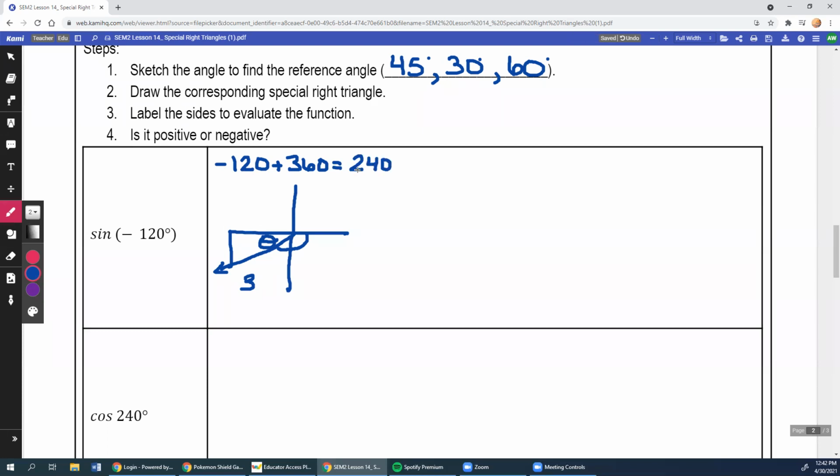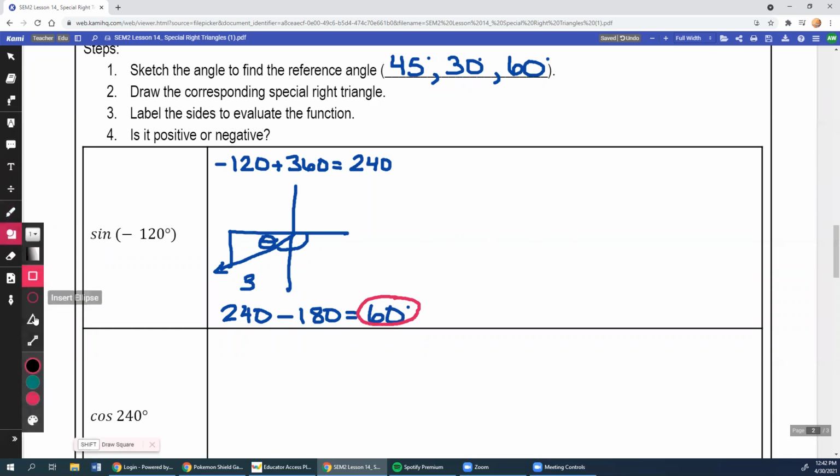Then find the reference angle. Since we're in quadrant 3, we're going to take our coterminal, 240, subtract 180, and that gives us 60 degrees. So this 60 tells us the right triangle we're going to use. So we are going to use our 30, 60, 90 right triangle.